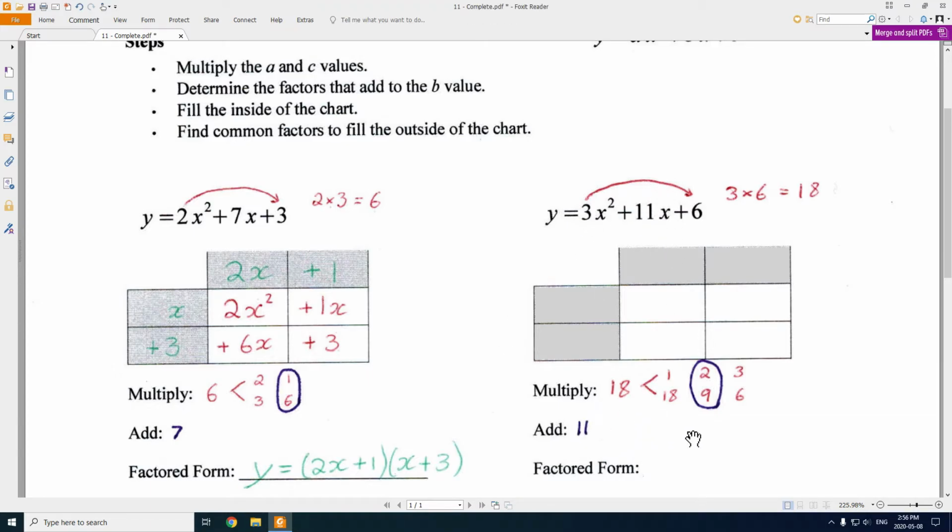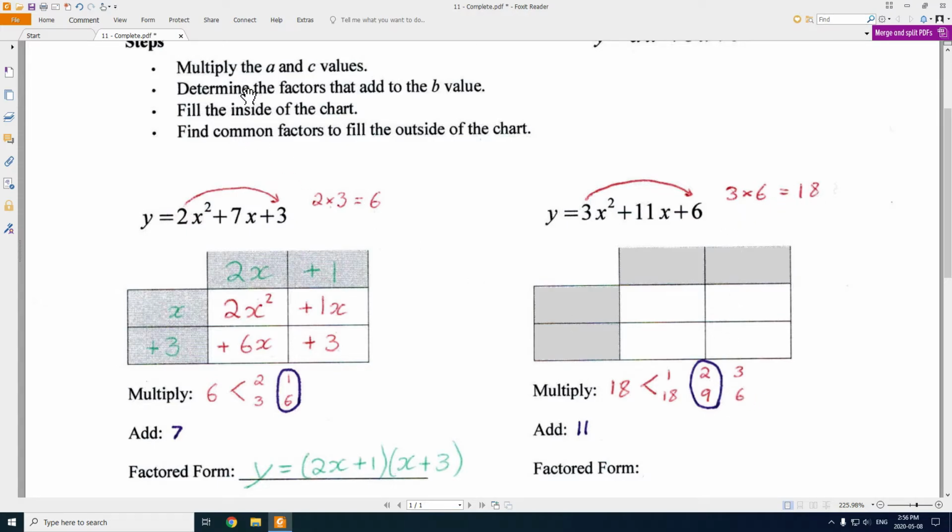All right, so I think it was 9 and 2. So 9 and 2 multiply to 18 and add to 11. So this step is exactly the same as last week. The only difference is that you're not looking for numbers that multiply to the last number. You're looking for numbers that multiply to 3 times 6, so 18.